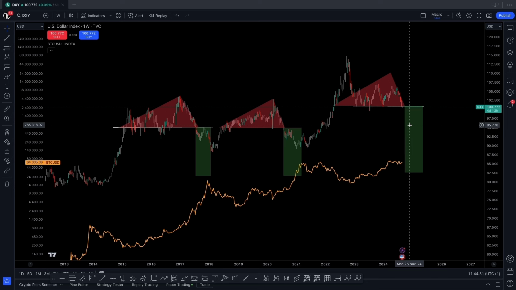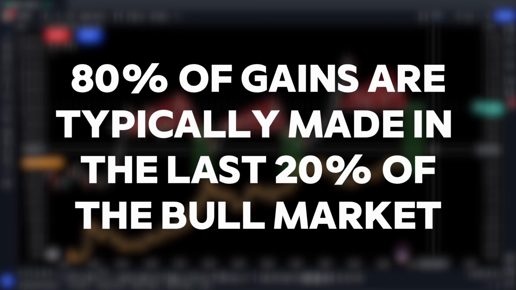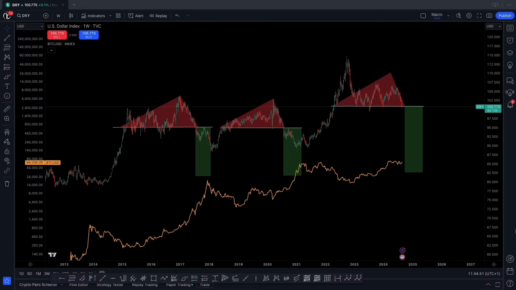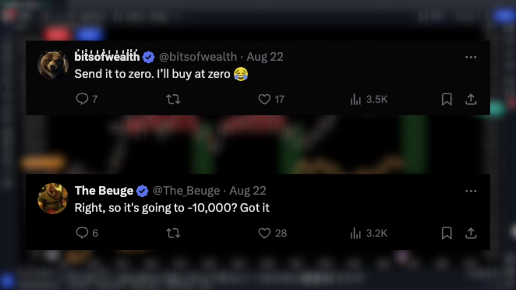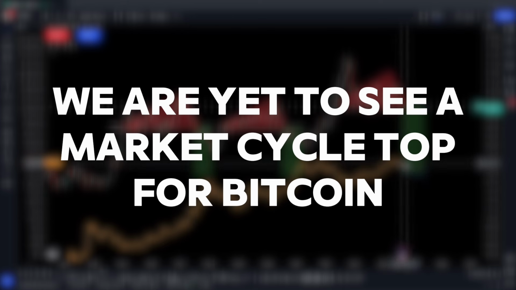There's a well-known phrase in trading, and I think it reflects best in crypto markets. 80% of gains are typically made in the last 20% of the bull market. Many people in recent weeks and months have capitulated, and the current sentiment, I believe, is one of doubt and uncertainty. But as we can see from this chart, the final run of each bull market has been when DXY breaks major support. So to summarize, in my opinion, we are yet to see a market cycle top for Bitcoin.